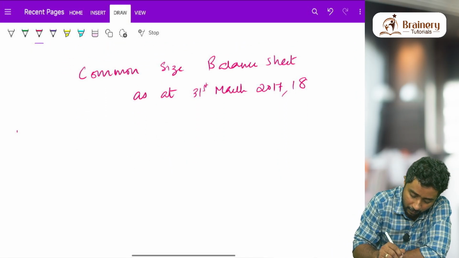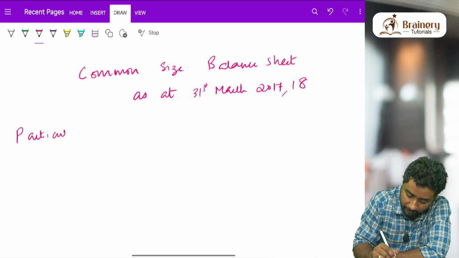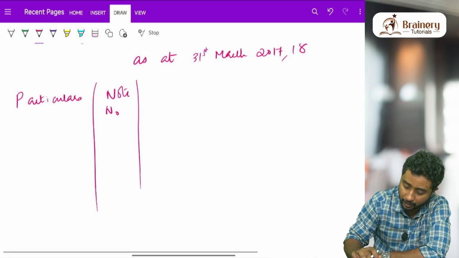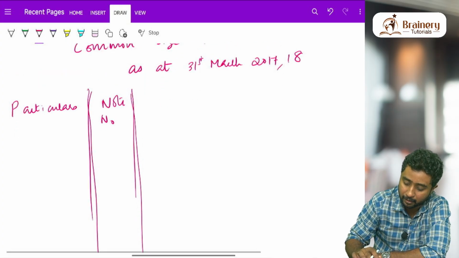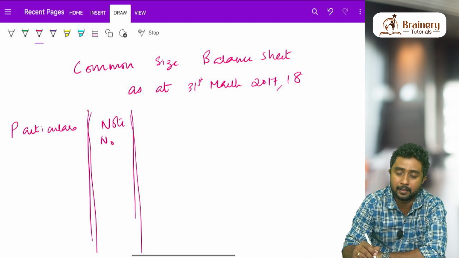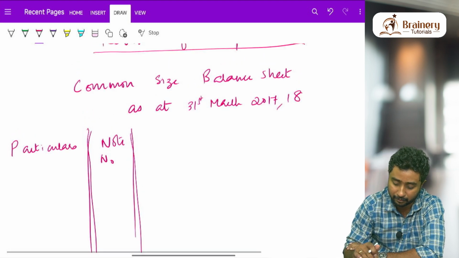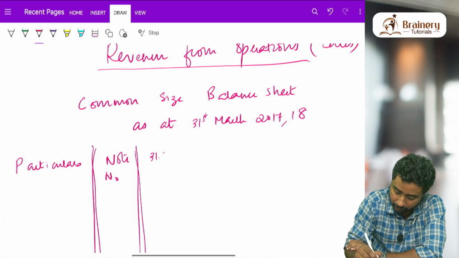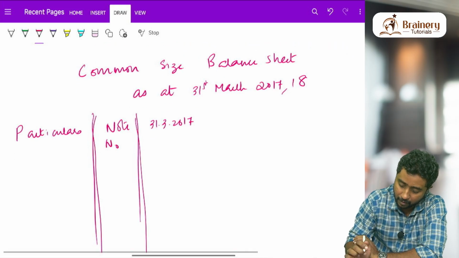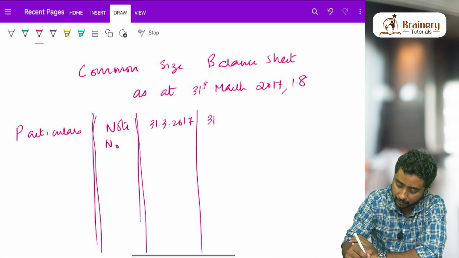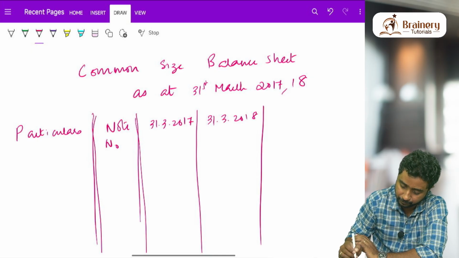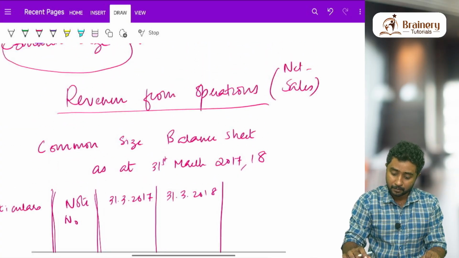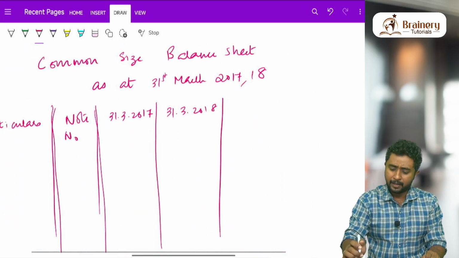Then the columns will be the same as the normal balance sheet format. Particulars, note number will be there, and same as our comparative statement, first you will record the previous year value, then the current year value. So the previous year is 31/3/2017. Current year is 31/3/2018. We'll be recording that. After this, we add two more columns.